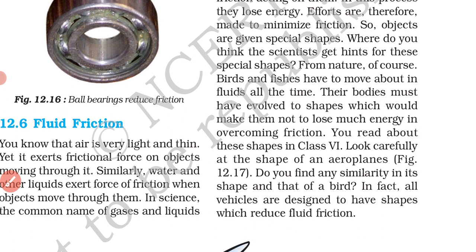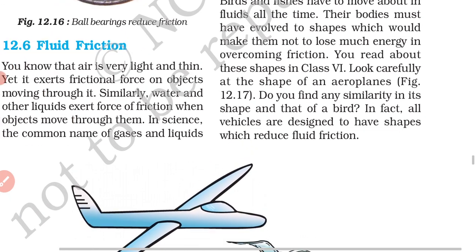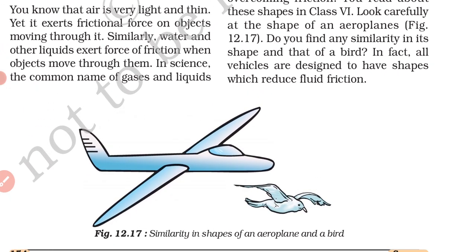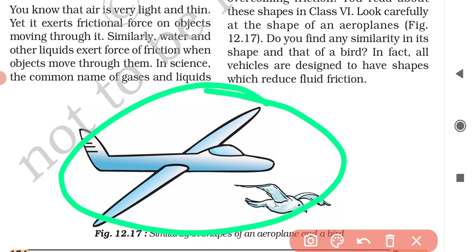Take the example of the aeroplane. An aeroplane has a streamlined shape. Just look at the figure and compare these two, birds and aeroplane. An aeroplane has a streamlined shape so as to reduce the air friction, the air resistance, the drag, that it encounters when flying at high speed through the sky. So the shape of an aeroplane is similar to that of a bird in flight.